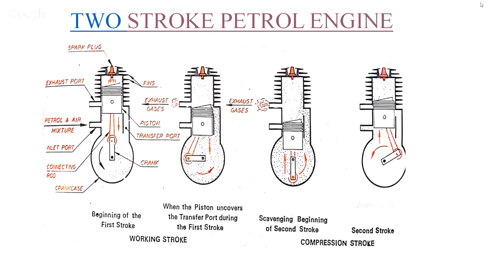As the piston comes downwards, the air and petrol mixture in the crankcase gets compressed. As the transfer port TP opens, the air and petrol mixture inside the crankcase suddenly enters the cylinder. This is called suction. At the same time, the burnt gases produced in the previous cycle are exhausted to the atmosphere through the exhaust port EP.